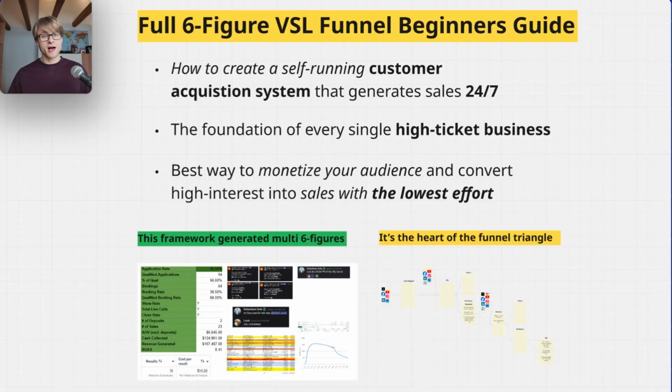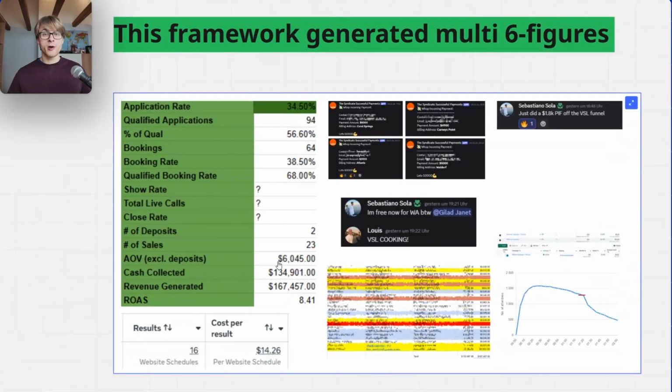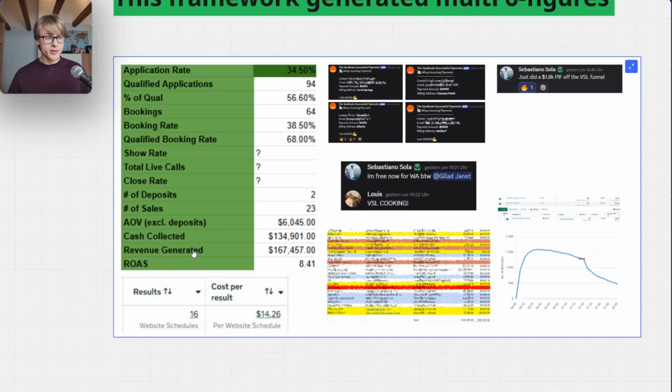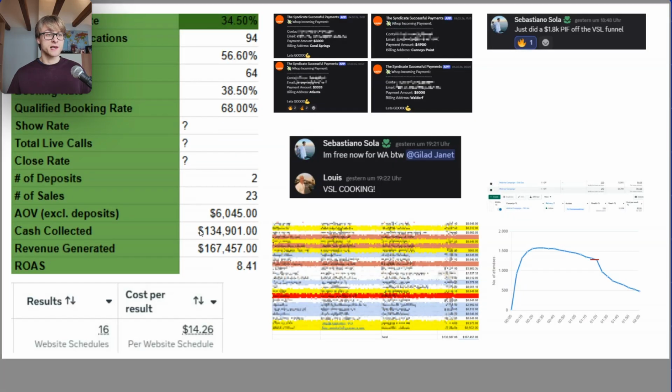And I know this sounds like a harsh claim, but this is exactly what we have done for our clients. Currently, we're running multiple VSL funnels around 5 different high ticket client offers, right? We've generated multiple six figures for them. Just from one campaign, we made around $167,000 in a single month.